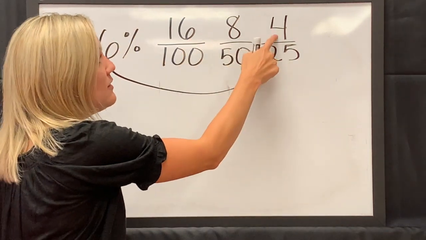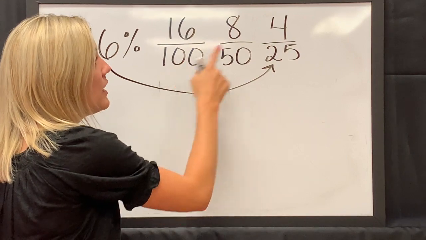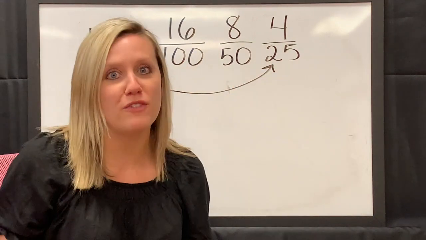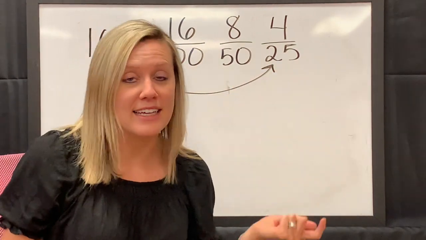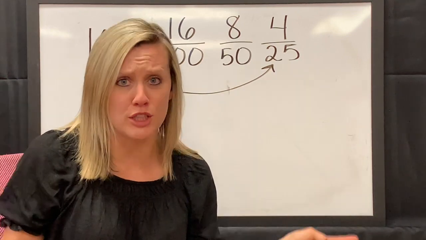Now, I could have just looked at this here and thought, oh, 4 goes into both of those numbers. 4 goes into 16 4 times. 4 goes into 100 25 times, and you would have gotten the same answer. The key is you just want to reduce.